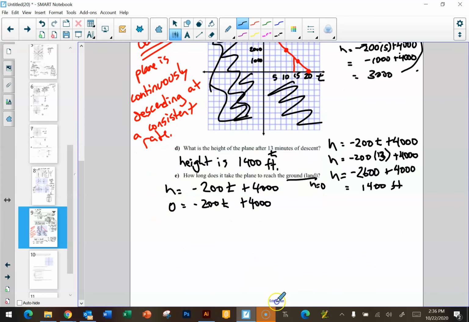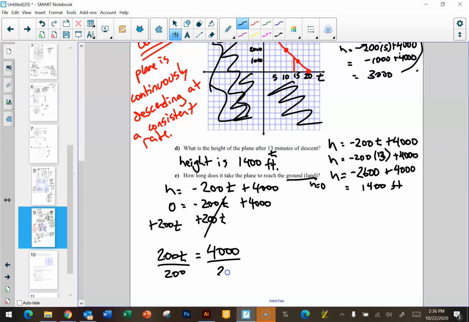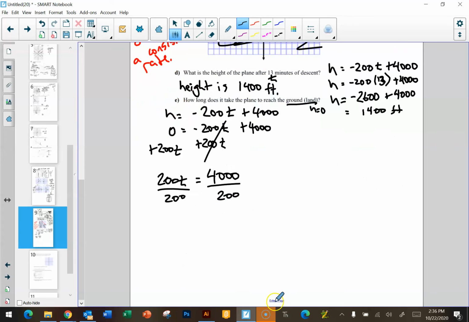Okay, when we're solving an equation, we have to get the variables on one side and the numbers on the other, and we also want the variables to be positive. So in order to do that, let's add 200t to both sides. That cancels that out, right? So 0 plus 200t is just 200t equals, and then we've got 4,000 left over here. How do we turn 200t into just t? We've got to divide the whole thing by 200. Whatever we do to one side, we have to do to the other. Hopefully we're getting pretty good at this by now.